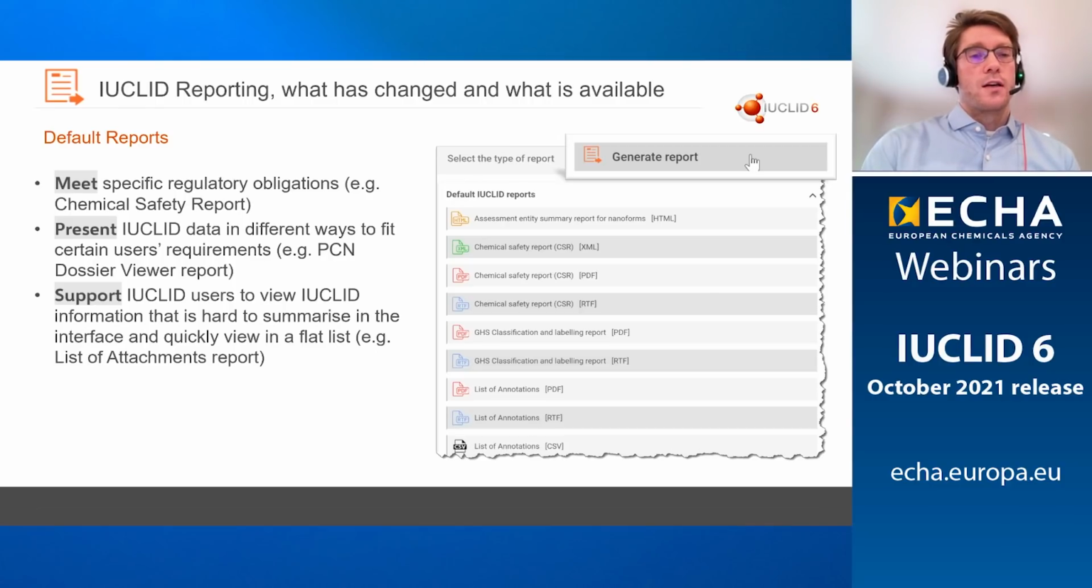They also serve the purpose to present Euclid data in different ways to fit certain users' requirements. For example, the PCN dossier view report, which I will take you through a bit later. This serves the preparers of poison center notification dossiers, but also those who are assessing or viewing these notifications. And finally, the reports also support Euclid users to view Euclid information that is hard to summarize in the interface and to quickly view this information in a flat list. For example, the list of attachments report, which lists for you the attachments in a Euclid dataset or dossier.